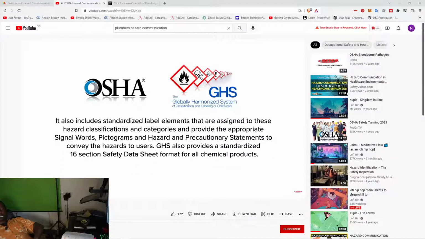It also includes standardized label elements that are assigned to these hazard classifications and categories and provide the appropriate signal words, pictograms, and hazard and precautionary statements to convey the hazards to users. GHS also provides a standardized 16-section safety data sheet format for all chemical products.